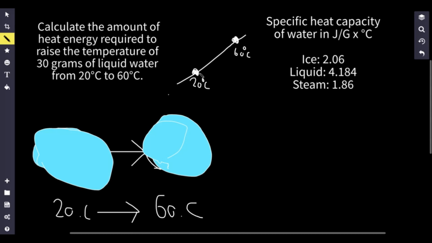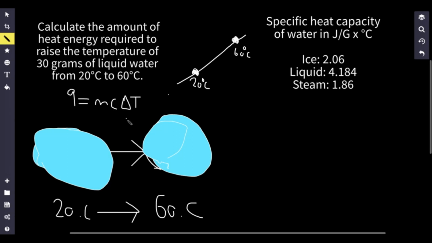Well, because there's a change in temperature, we're changing our temperature from 20 degrees Celsius to 60 degrees Celsius. And whenever there's a change in temperature, we're going to use Q equals mcΔT. So just remember this: whenever there's a change in temperature, you're most likely going to use Q equals mcΔT. In this case, we are going to use it.